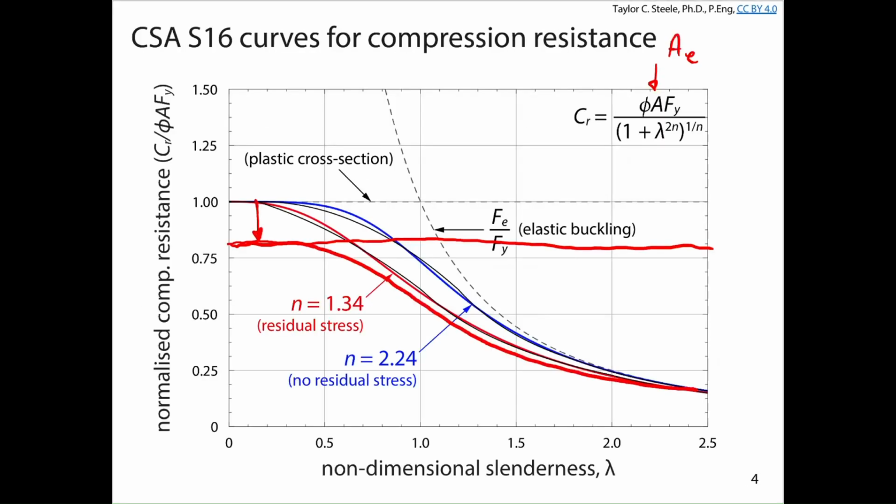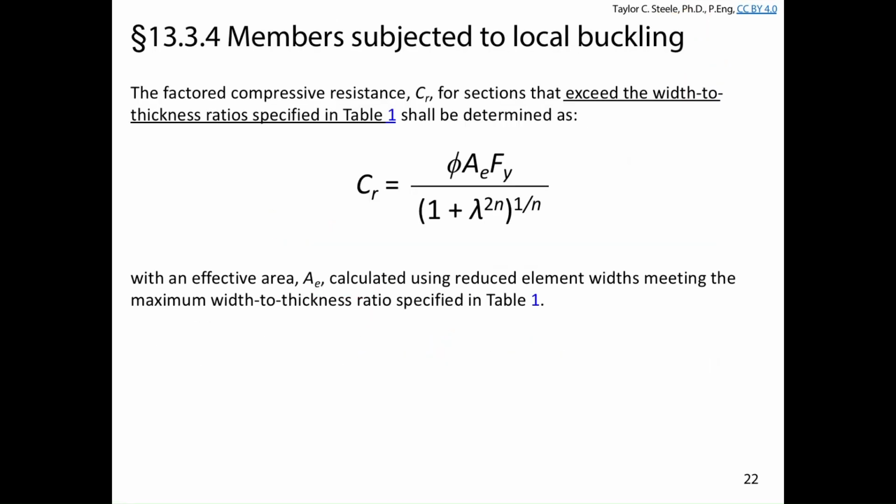that's the part that's going to account for the fact that for shorter sections of that column, we're going to get local buckling occurring at stresses below the yield strength. And so instead of reducing the stress, we're reducing the cross-sectional area to move that AFy line down to basically phi AE Fy. Okay? So that's basically the form of the equation we're going to be using for sections that don't meet Table 1 requirements.